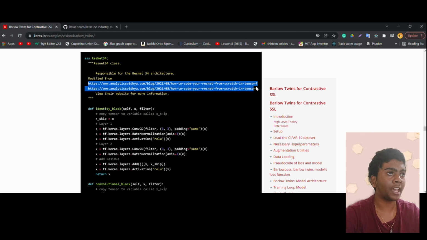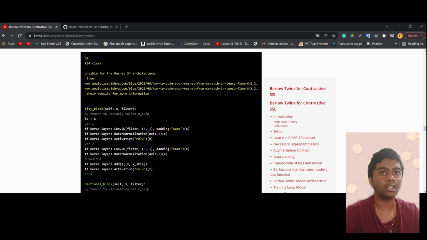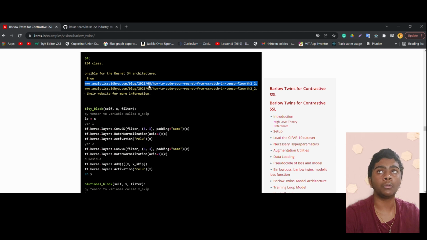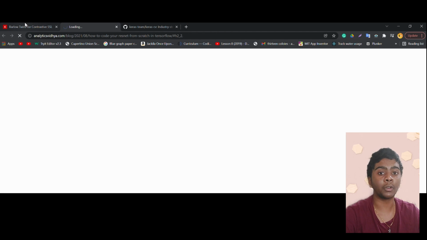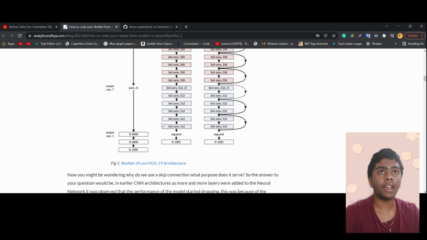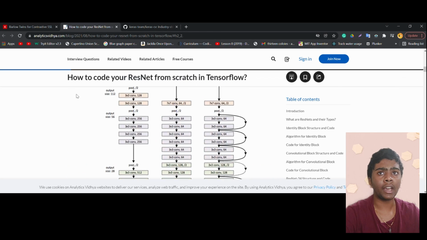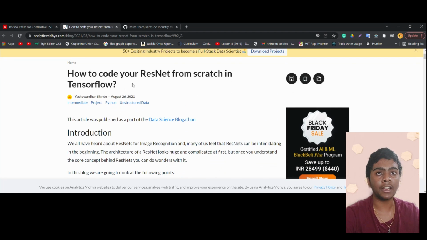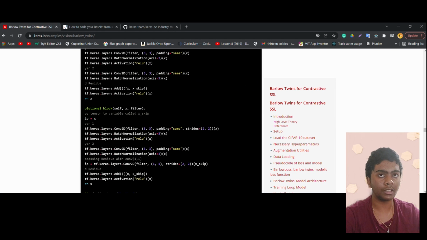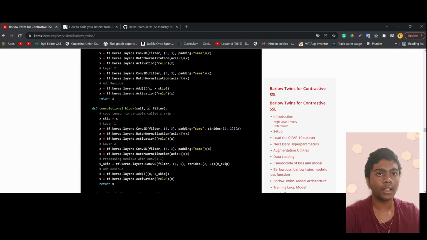Looks like it's duplicated twice, but I used this website, which gives a good insight into how to make your own ResNet 34. And it was made by Yashowardhan Sinde. Sorry if I mispronounced your name, but that's who this article was made by, not the website.